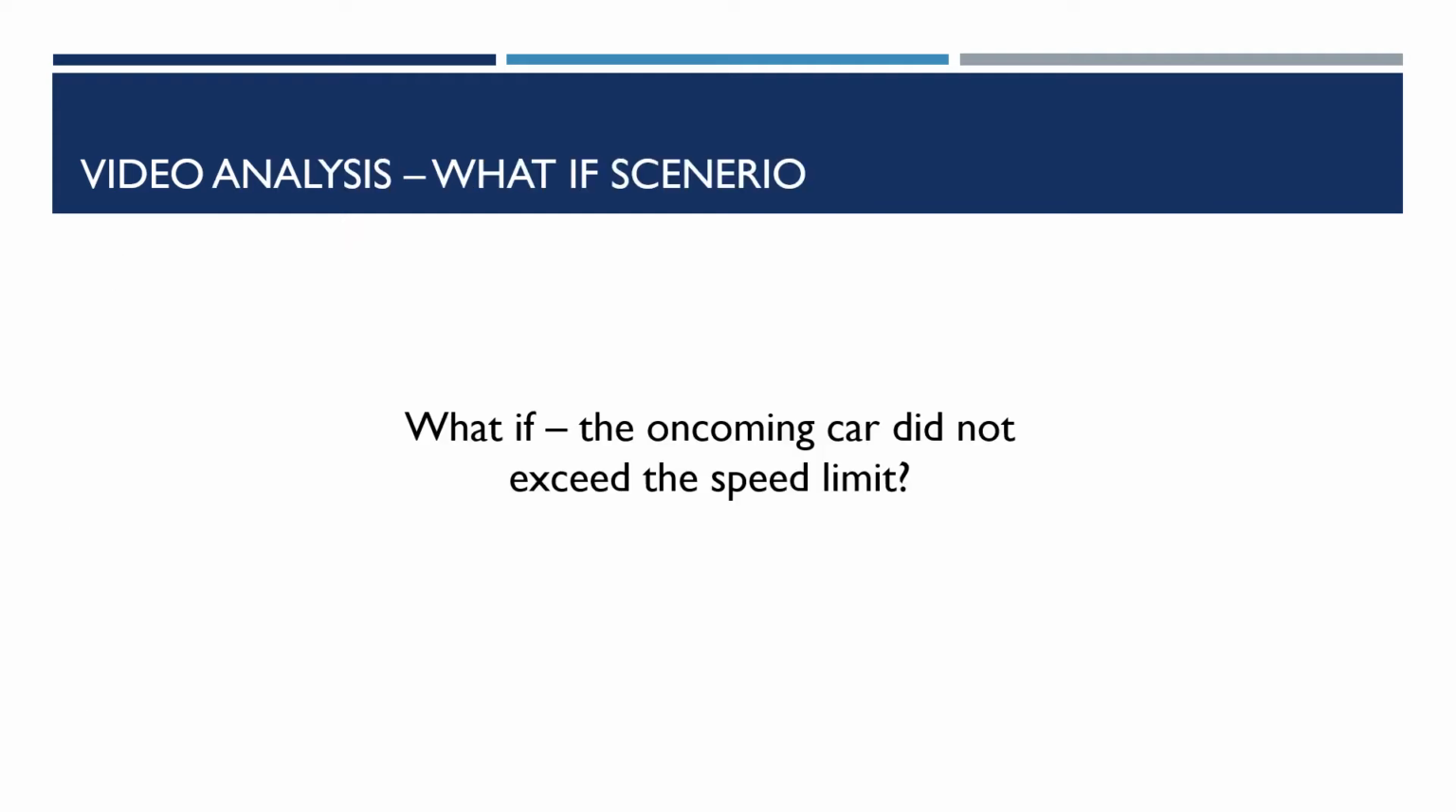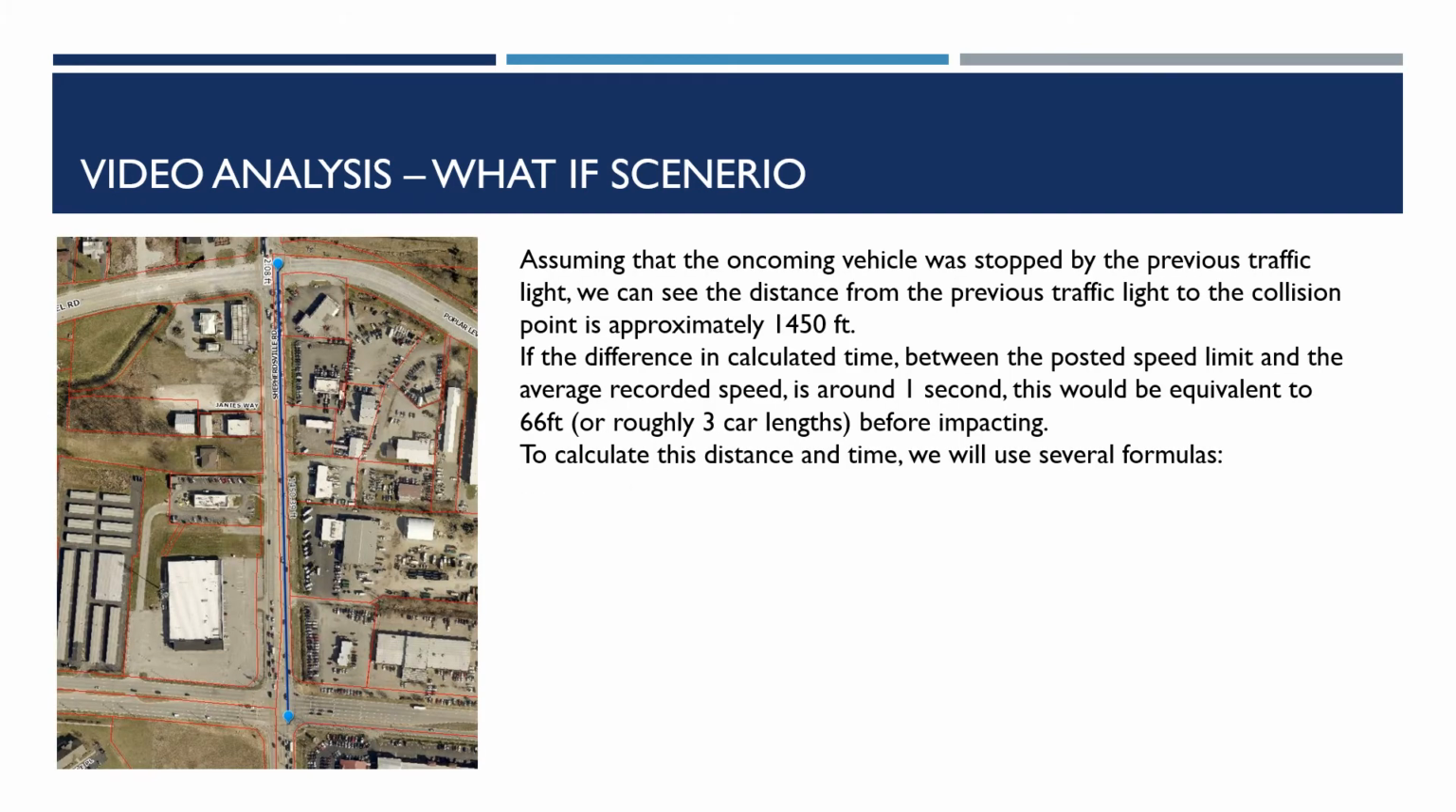What if the oncoming car did not exceed the speed limit? Assuming that the oncoming vehicle was stopped by the previous traffic light, we can see the distance from the previous traffic light to the collision point is approximately 1,450 feet. If the difference in calculated time, between the posted speed limit and the average recorded speed, is around 1 second, this would be equivalent to 66 feet, or roughly 3 car lengths, before impacting. To calculate this distance and time, we will use several formulas.